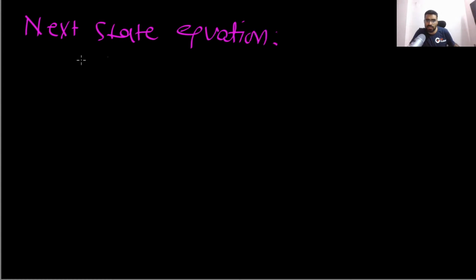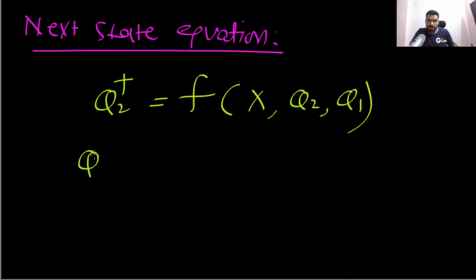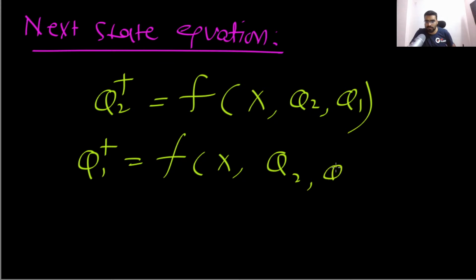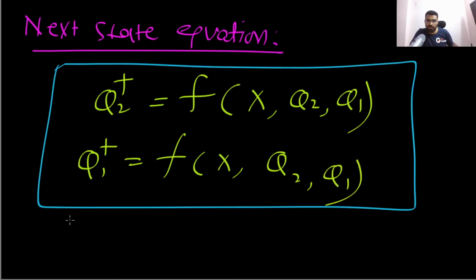This next state equation you can also easily find, like what is q2 plus, that will be a function of x comma q2 q1. And similarly this q1 plus will be a function of x comma q2 q1. So like this you can do it, using the K-map.